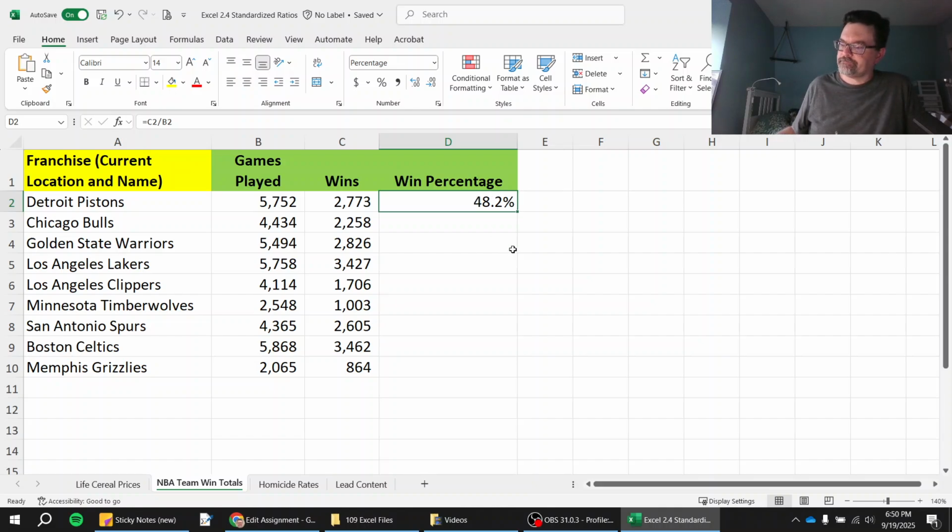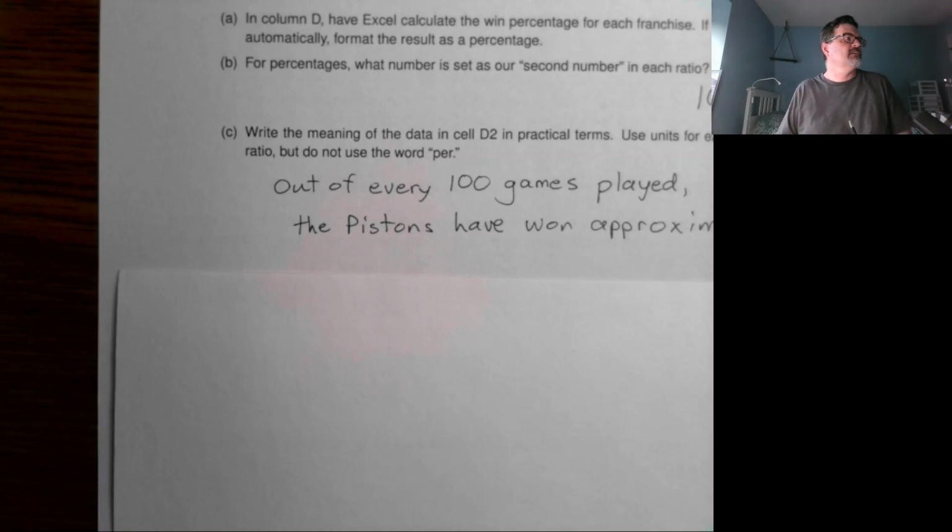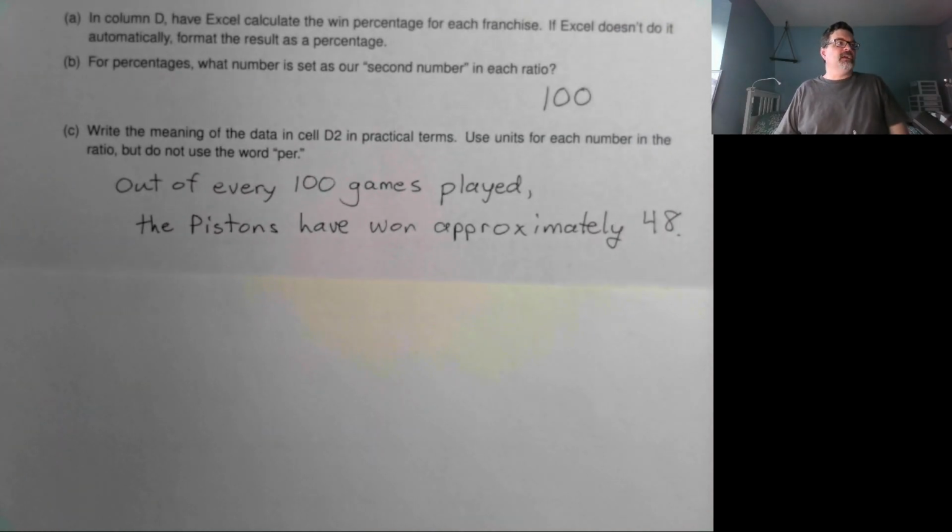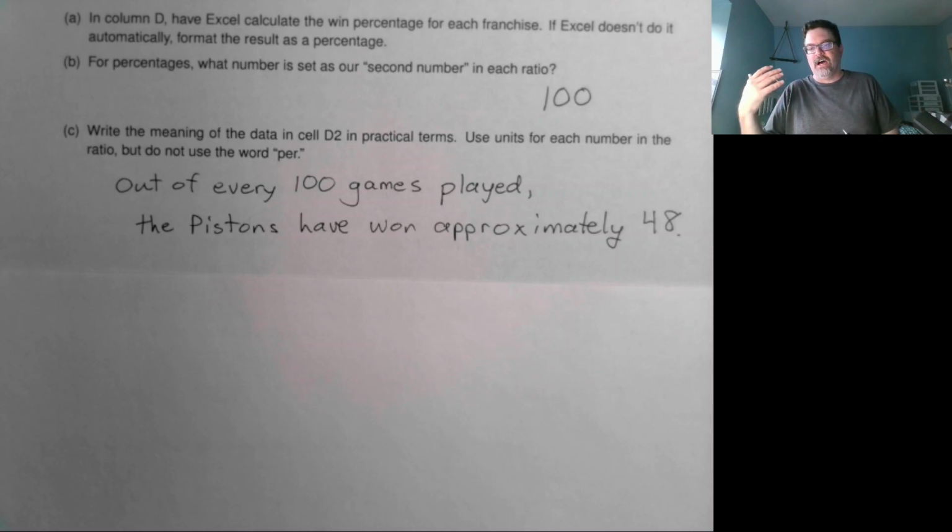All right. So before I copy and do the rest of those guys, which will take no time at all, what is this saying? Okay, well, we're making a percentage, and the whole point of a percentage is that it's a portion out of 100. So we're taking all these different teams with completely different numbers of games played, and we're scaling them all and basically looking at, on average, out of 100 games, how many have they won? And for the Pistons, it's right around 48.